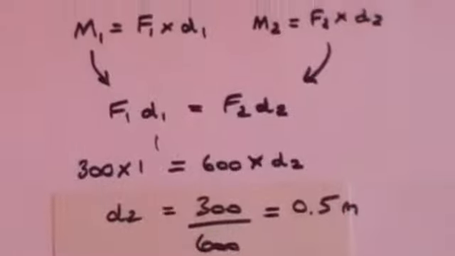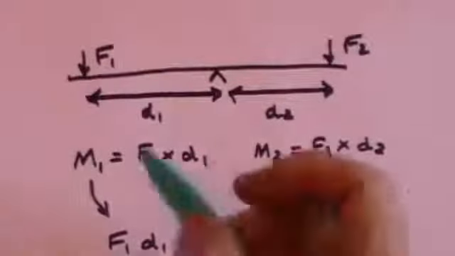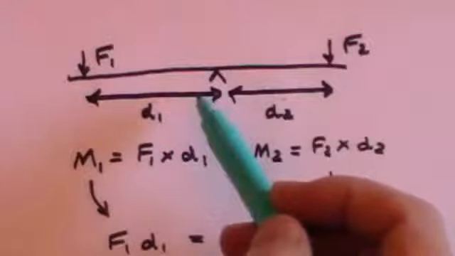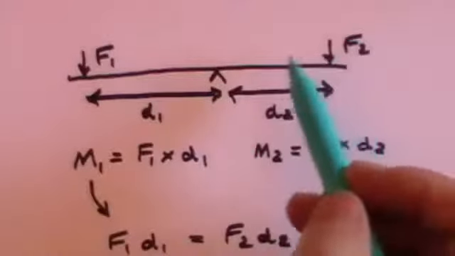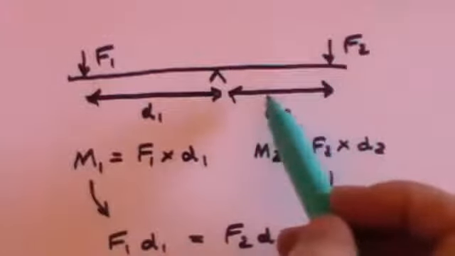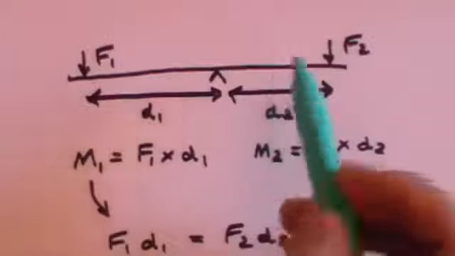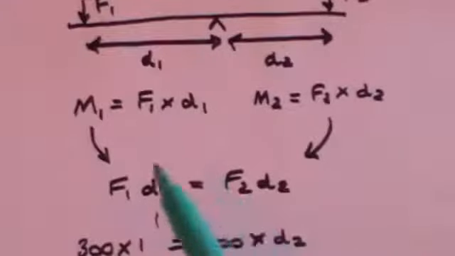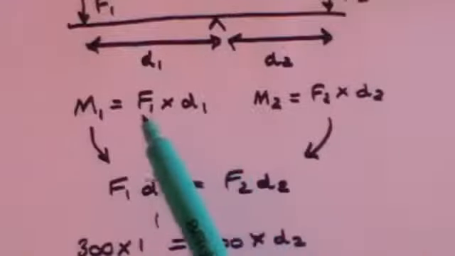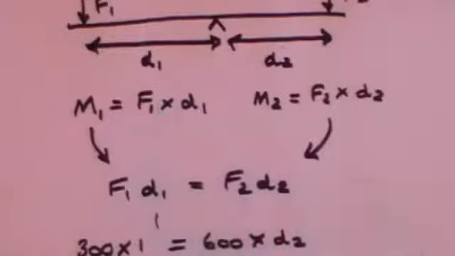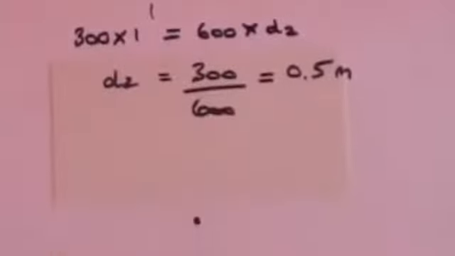So what that meant is that if you had a force of 300 newtons 1 metre away from the pivot, you can balance that with a force of 600 newtons only half a metre away. So the larger the force, the smaller the distance it needs to be from the pivot, because you'll notice it's the product of the force and the distance. So if you increase the force, to get the same moment, you can reduce the distance. Or contrariwise, if you increase the distance, you can reduce the force to get the same moment.